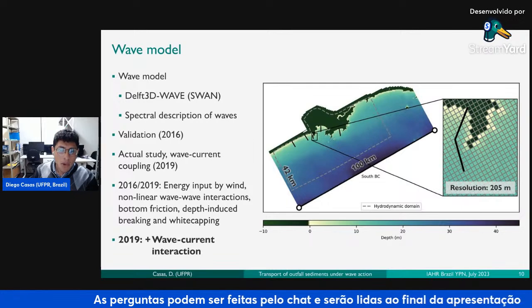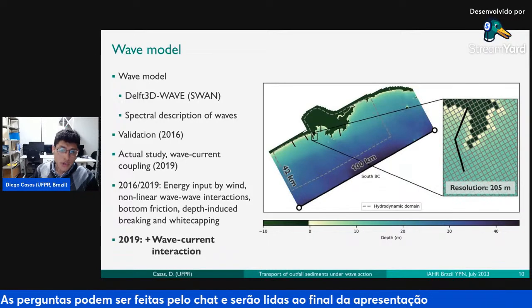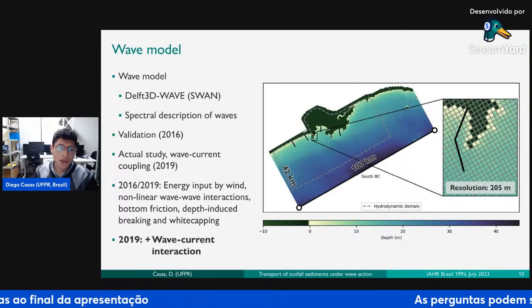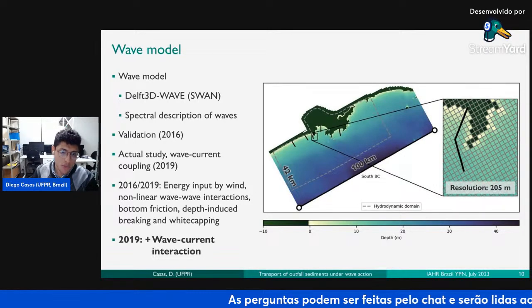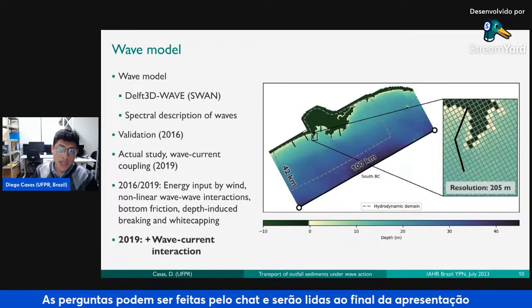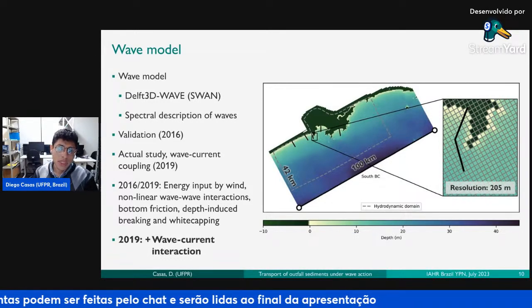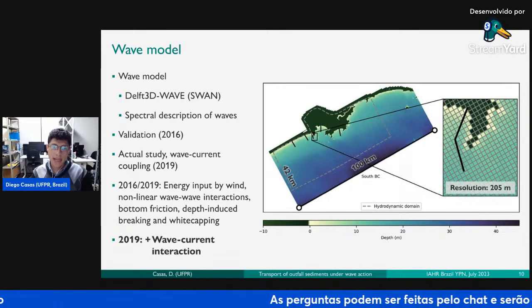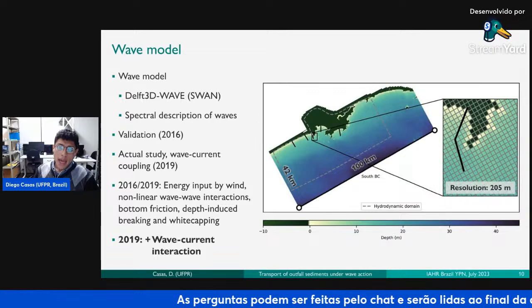to validate our model. And for the actual study, we use a wave current coupling with the hydrodynamic model for 2019. So for both periods, for the validation period and for the actual study for 2019, we used energy input by wind. We also considered nonlinear wave-wave interactions. We considered some energy losses by bottom friction, depth-induced breaking, and white capping.